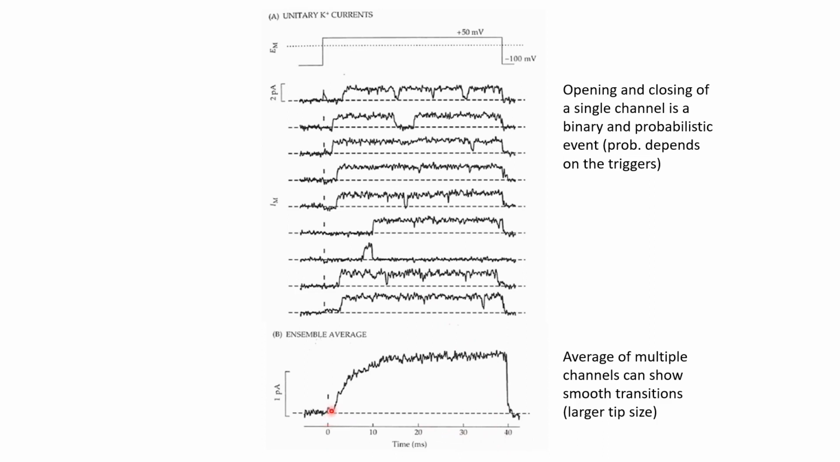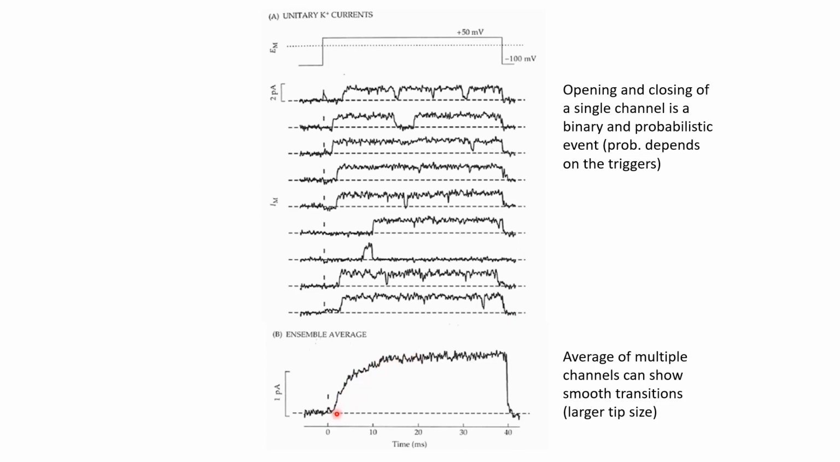And in this average we see a gradual increase in the current. So the total current through all these channels is zero, and then it is gradually increasing. And that might give the impression that the channels are gradually opening, but as we have seen, the individual channels are either in the closed state or open state, so they are binary. It's just that the probability of opening is increasing with time.